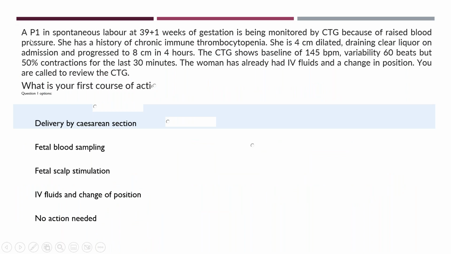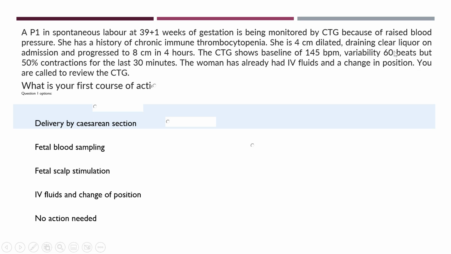You can see this is a para 1. Spontaneous labor at 39 plus 1 weeks gestation, being monitored by CTG because of raised blood pressure. She has a history of chronic ITP, that is immune thrombocytopenia. She is 4 centimeters dilated on admission, and progressed to 8 centimeters in 4 hours. So that's quite good. CTG baseline is 145 beats per minute. That's normal. Variability is 60 beats per minute, with 50% contractions, lasting for 30 minutes.